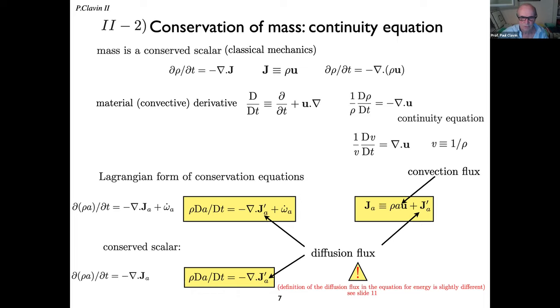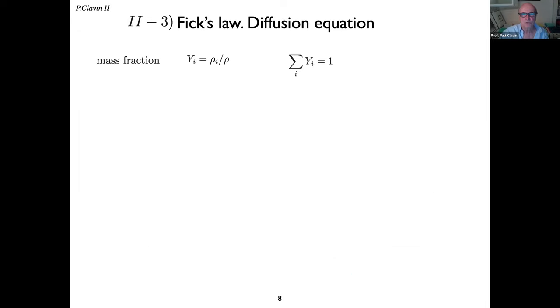One has to be careful with the energy, as you will see, because the conservation equation of energy is a little bit tedious to find out.